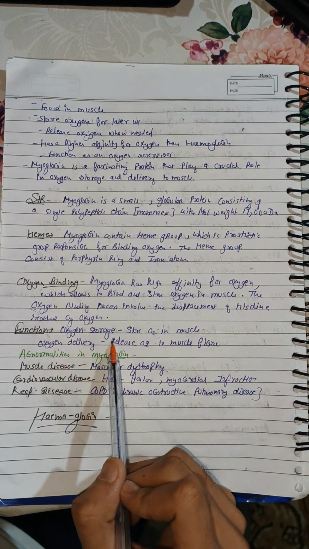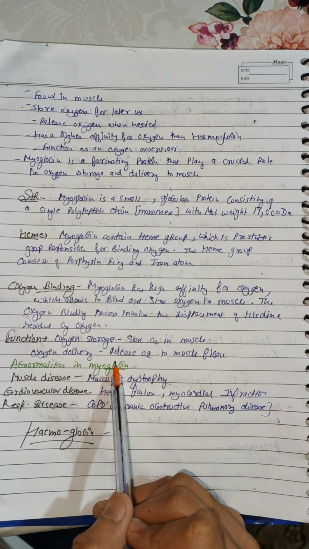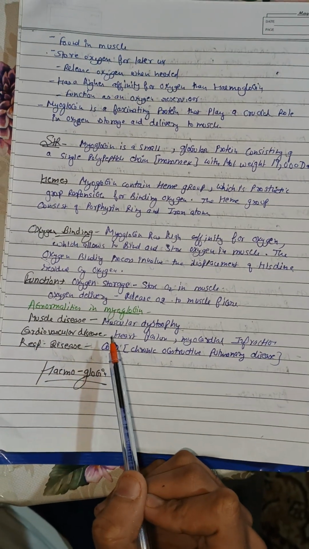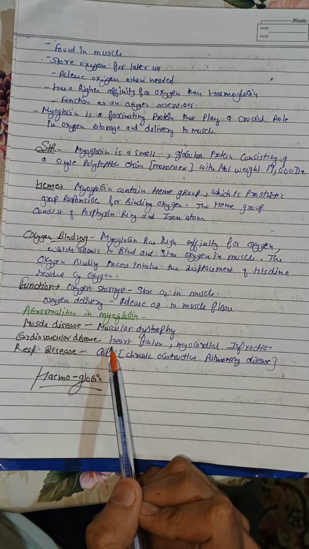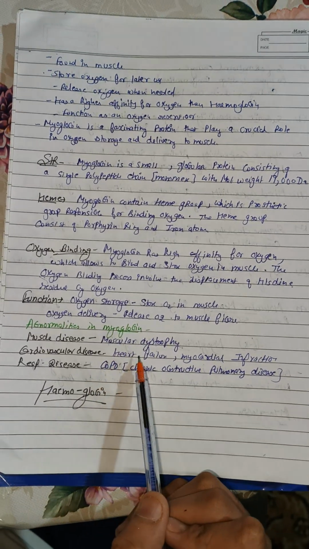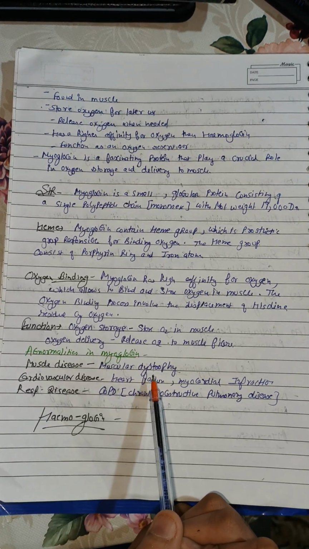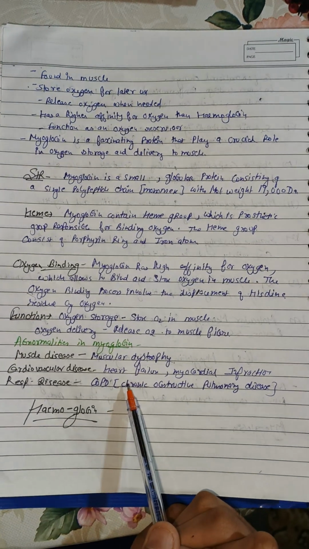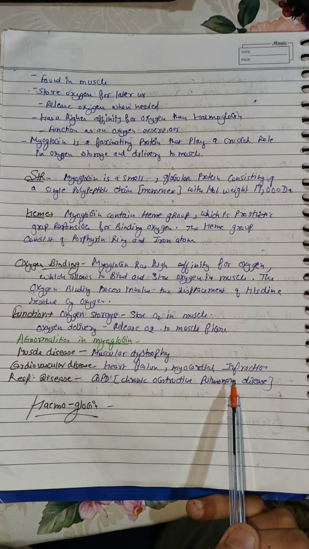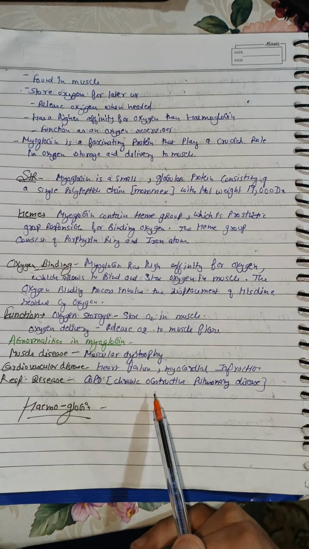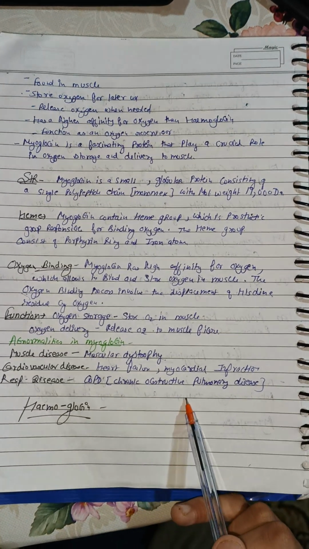The main function of myoglobin is to store oxygen in muscle and release oxygen to muscle fiber. There can be abnormalities of myoglobin. If there is a deficiency of myoglobin, then the disease is called muscular dystrophy, muscle weakness, because myoglobin is present in muscles. Some cardiovascular diseases like heart failure and myocardial infarction also occur, and some respiratory disease called COPD, chronic obstructive pulmonary disease. My second topic is about hemoglobin.